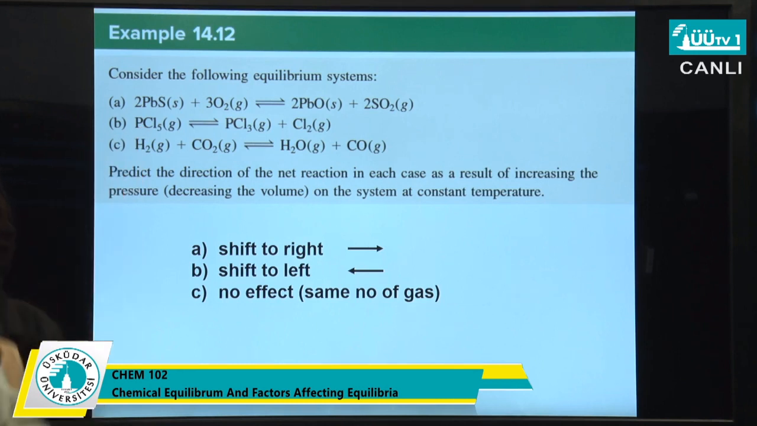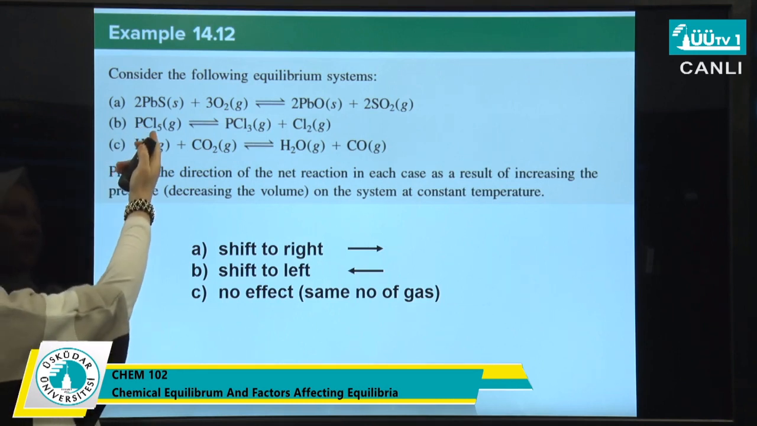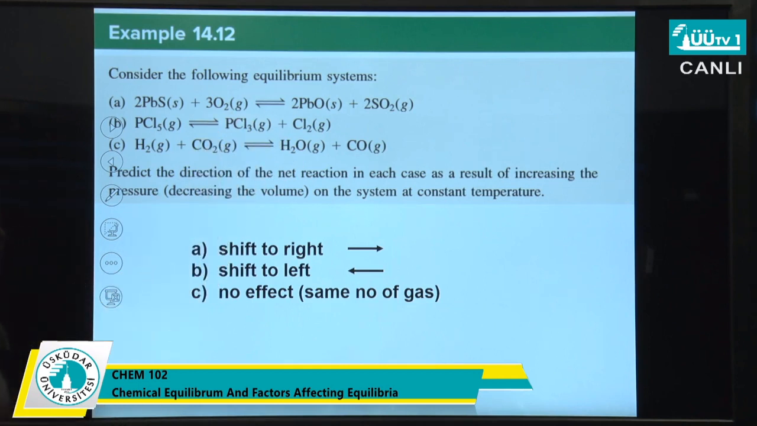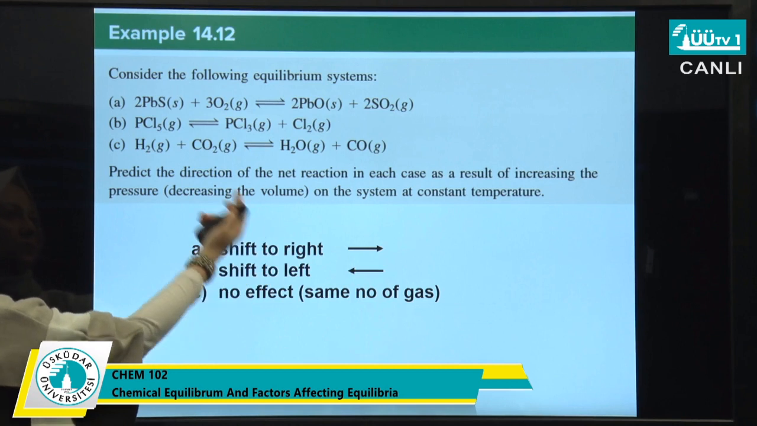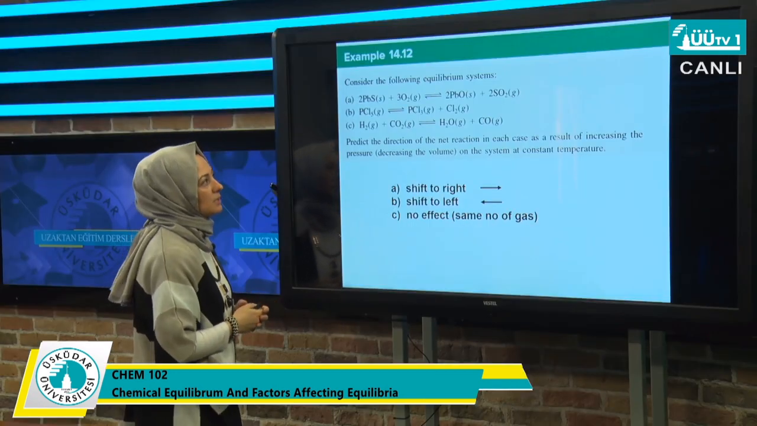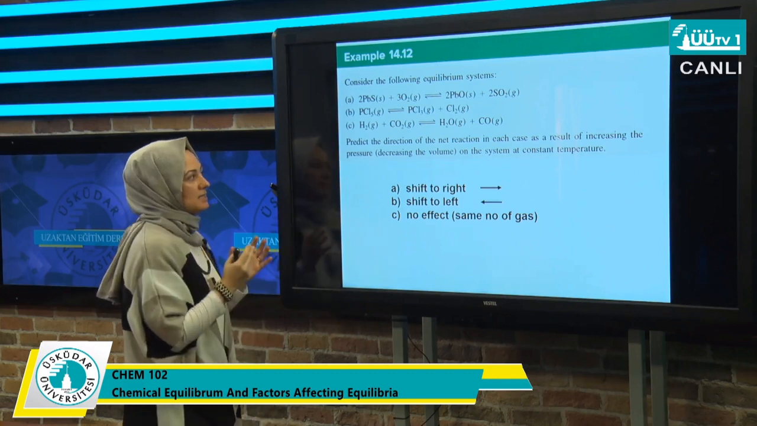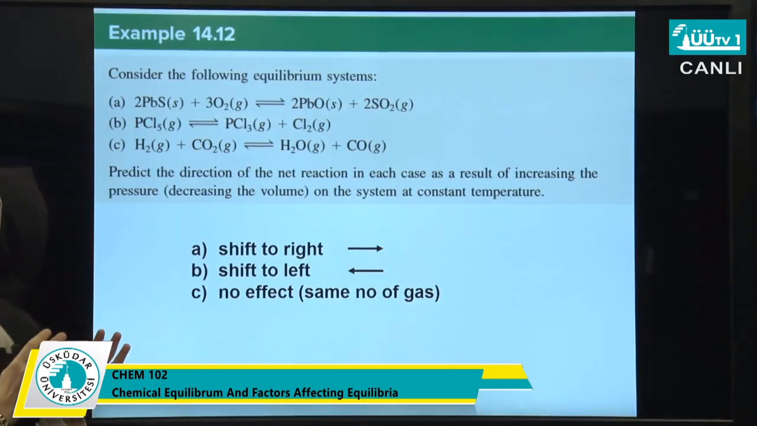And in case B, you see that you have 1 mole of gas on this side. However, you have 2 moles of gas on the right-hand side. So if you increase the pressure, the system will try to decrease the pressure, and it will shift to the left where there are fewer moles of gas molecules. How about in the third case? Since you have an equal number of gas molecules on the left-hand side and right-hand side, there won't be any shift, so it won't cause any effect.